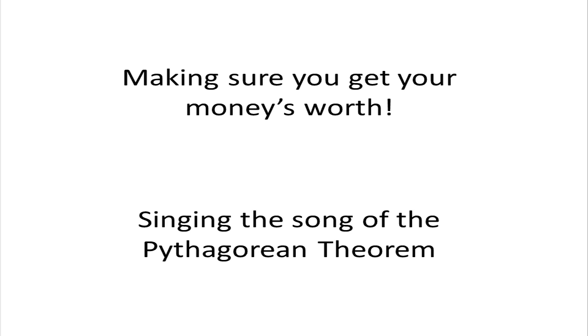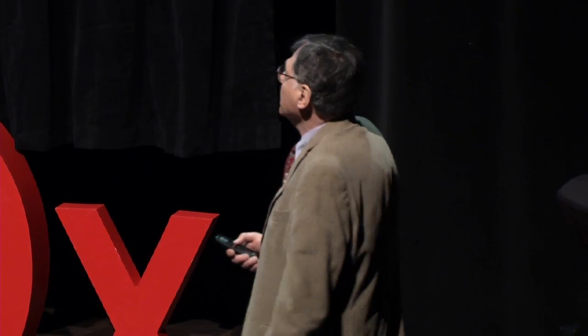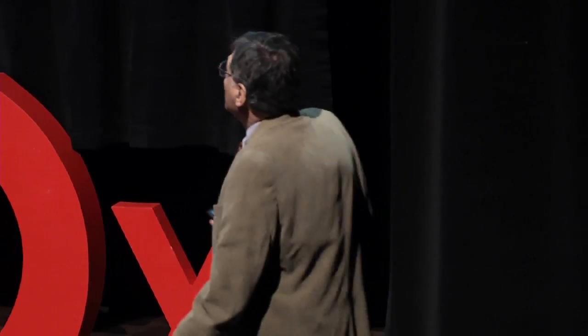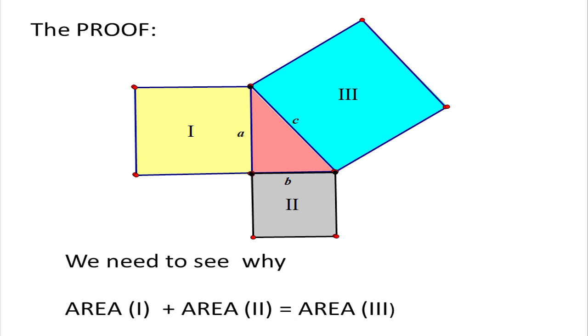It's actually a fairly modern proof. Euclid's proof is much more complicated. It's a stop-action video, so I think you'll enjoy it. So let me remind you of the statement of the theorem. We need to show somehow that the area of region 1 plus the area of region 2 is the area of region 3.